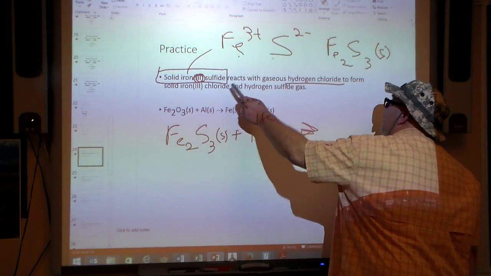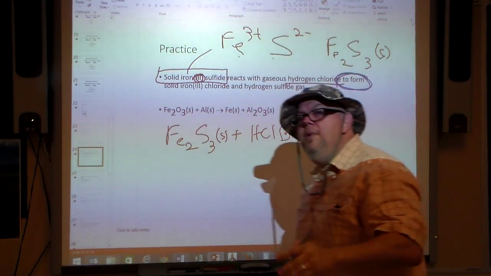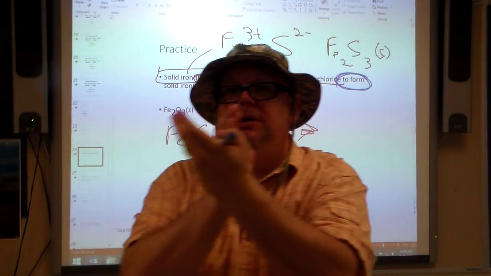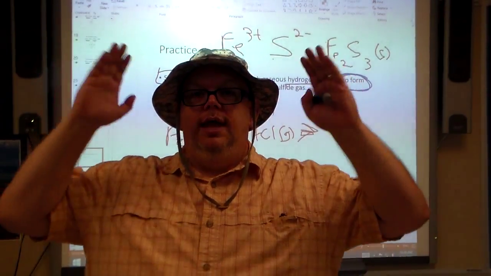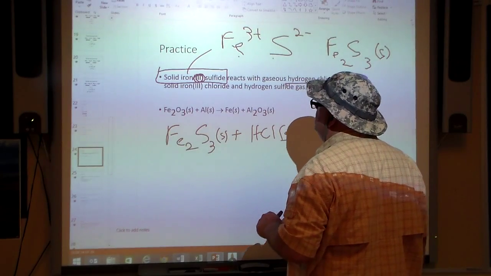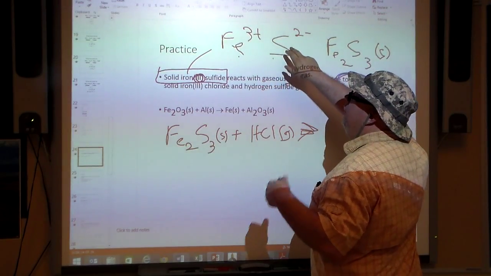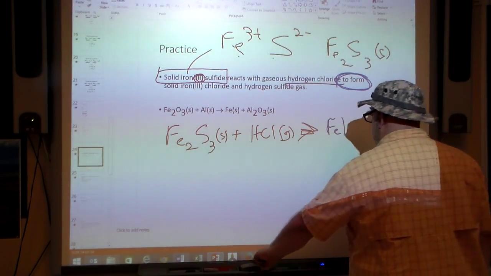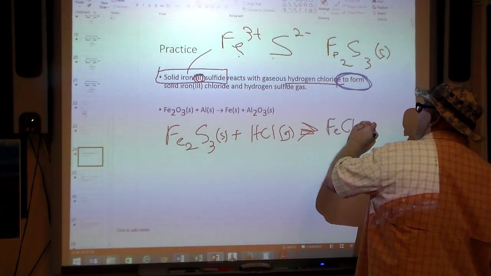Now we have solid iron, and it says to form. When we look at this word here, to form, that tells us this is what it's going to result in. We've got the reactants taken care of, now we're looking at the product. So when we say to form, that should be a message of, this is the product, this is what we're going to get. So we have solid iron 3 chloride. Well, again, what's iron 3? Iron +3 charge. The chloride has a -1 charge, so it's going to be FeCl3, and that's a solid, right?